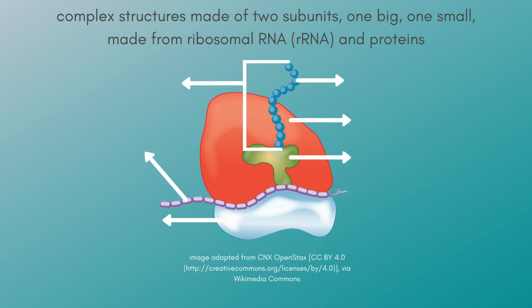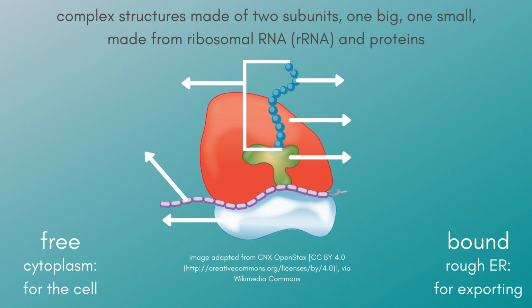There are two types of ribosomes in cells: free ribosomes that live in the cytoplasm and produce proteins for the cell, and bound ribosomes, which are the ones we saw on the rough ER. Bound ribosomes produce proteins for exporting, like how the plasma cells we mentioned earlier needed a high rough ER count, rough ER being dotted with bound ribosomes, to secrete antibodies for the body. This down here is the small unit, and this is the big unit.